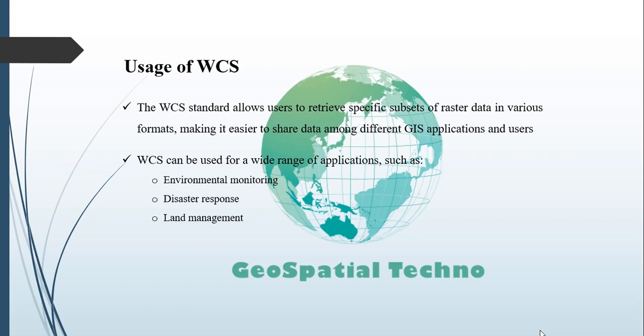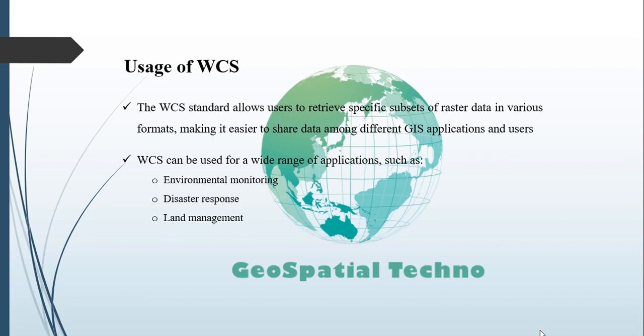Some specific use cases for WCS include environmental monitoring. The WCS can be used to provide access to real-time satellite imagery data for monitoring environmental conditions such as water quality, air pollution, and weather patterns. Disaster response. The WCS can be used to provide access to high-resolution imagery data that can be used for disaster response and relief efforts. Land management.